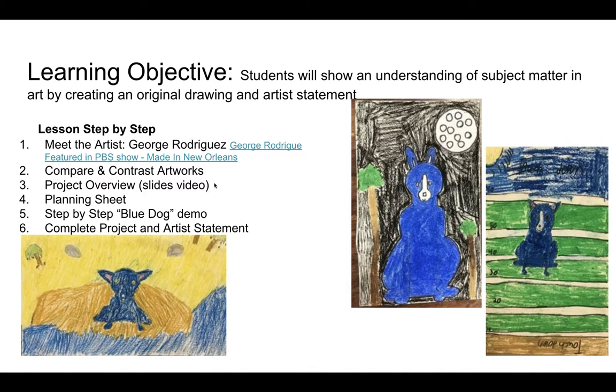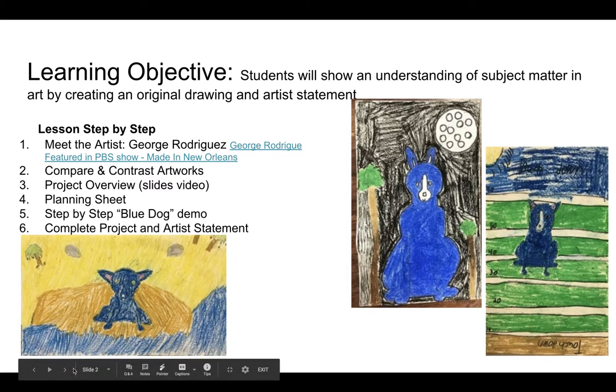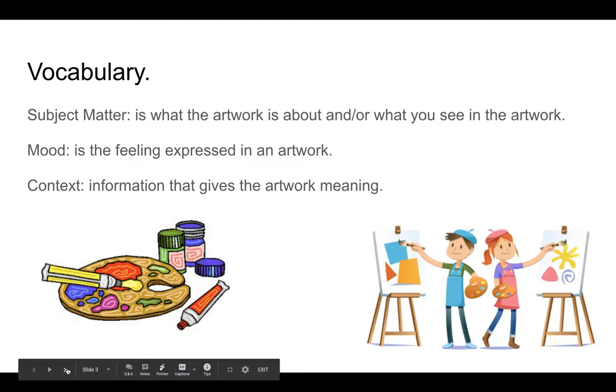The next thing you're going to do, hopefully, is watch this video about the whole project, the overview of the project. Then you're going to complete a planning sheet to help you plan out what you want your drawing to look like. And then you'll watch the step-by-step video to help you draw your Blue Dog. And then you'll complete your project and write your artist statement. So that's a little overview of how we're going to go about doing everything.